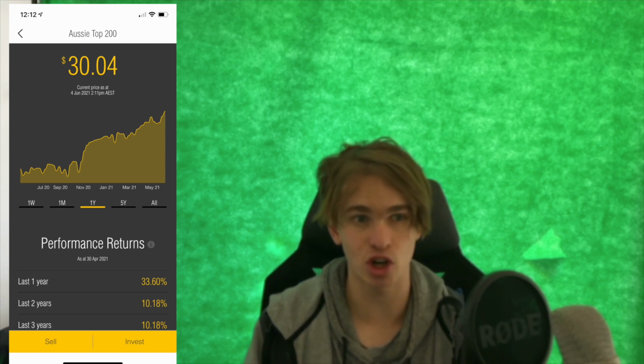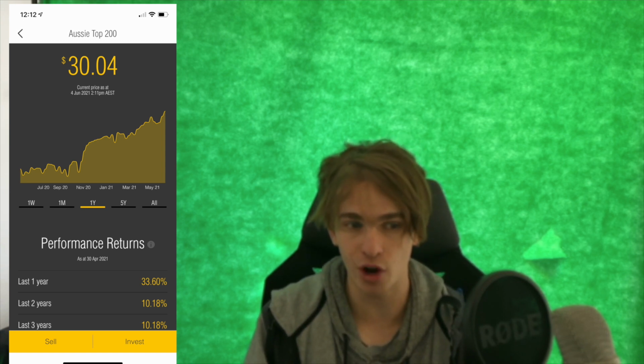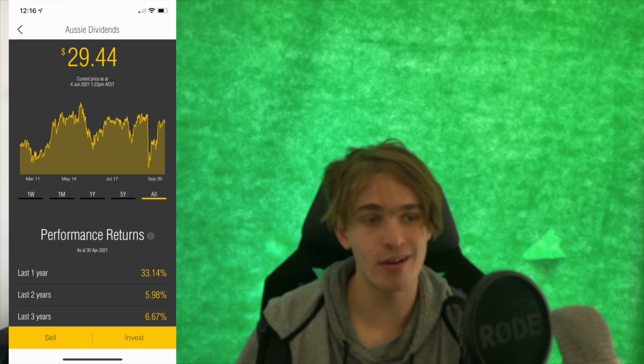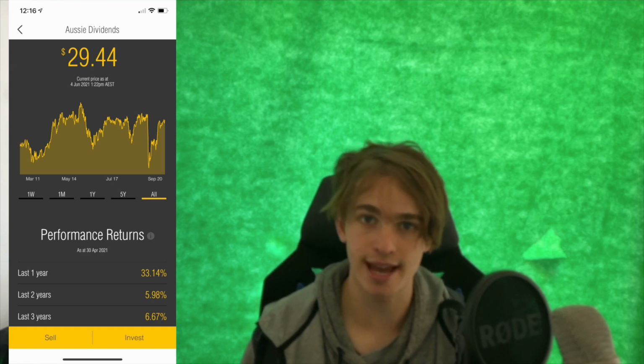Also, it has a much higher dividend than like the Global 100. I believe it's around like 2 or 3%. I haven't checked. That dividend return is always changing, so when you actually invest, just click more about this ETF to find that. Then you have the Aussie dividend stock, which right now is giving you about 5% dividends.